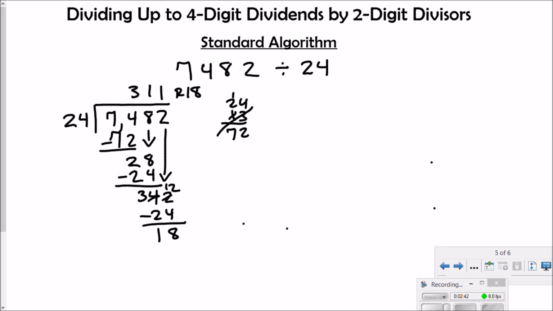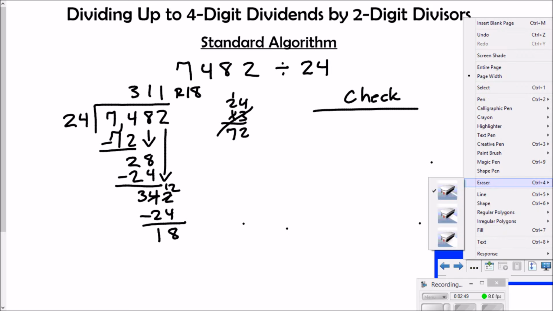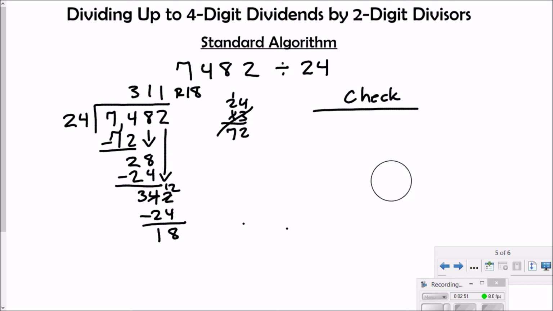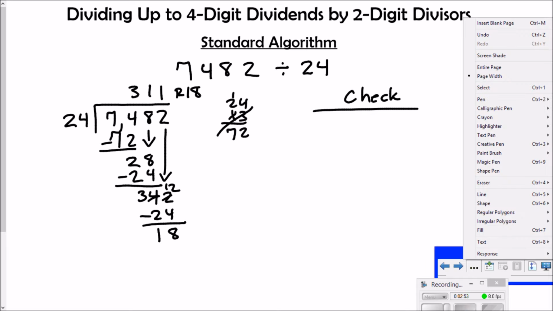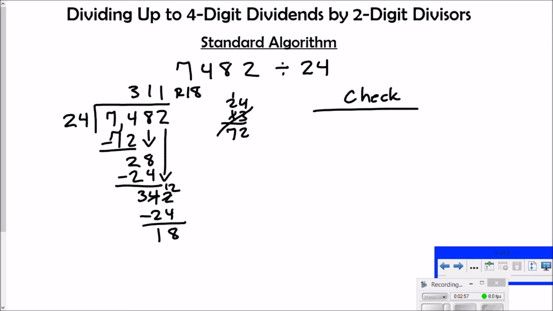Now, I just want to double check to make sure that my work is correct. I recommend that to any students who are working on long division. It's just a safeguard so that if you're taking a test or even just working on your homework, you can verify that your answer is correct. And if it isn't, you can find out what the correct answer is. So we're going to multiply 311 by 24.